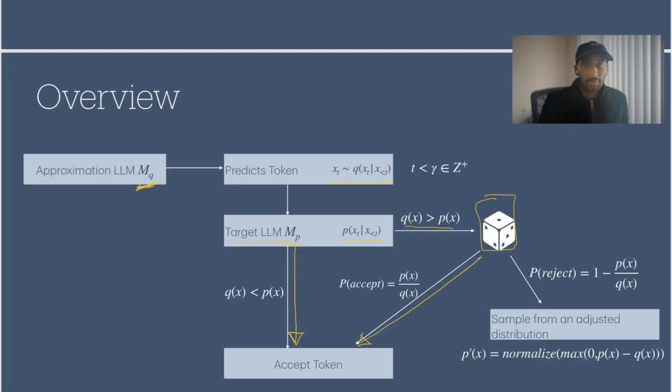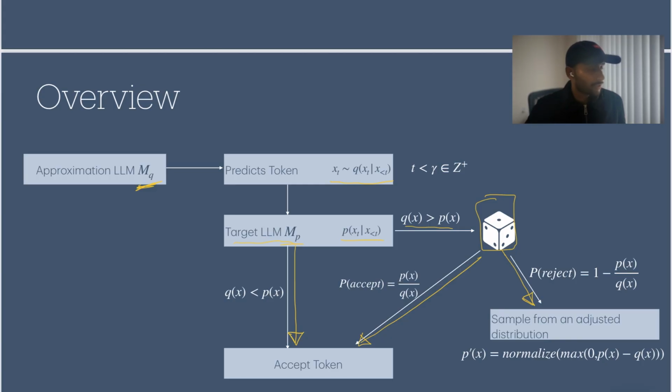So we perform a random experiment with the probability of acceptance equal to P of X over Q of X. We accept the token generated by the approximation LLM. Now, in the random experiment, we could also get a rejection. The rejection probability is 1 minus the acceptance probability, and we land here. In this case, we define a new distribution called the P prime X distribution, and we sample a new token from it, from this new distribution altogether.